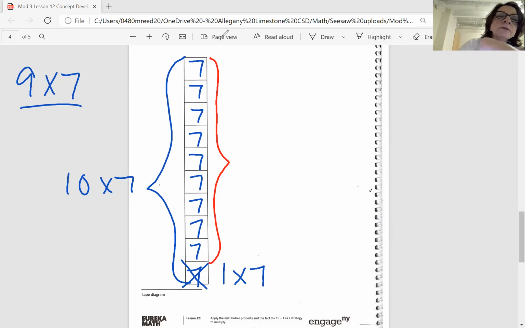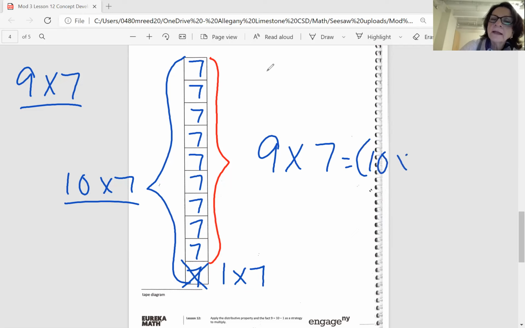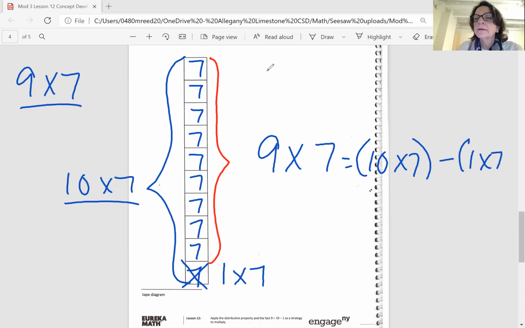So let's find 9 times 7 using the 2 simpler facts, because once again, 9 times 7 is a little tricky. But we can say 9 times 7 equals 10 times 7. But that's too much. So the second part of my expression will be, we took 1 7 away. How do we show that in our equation? That's right. We subtract 1 times 7.